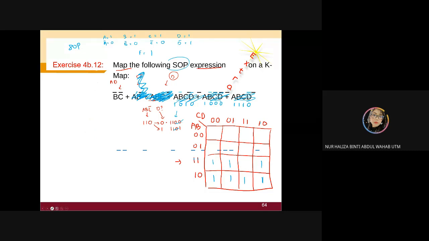In terms of placing, what you have here is B bar, C bar. B bar, C bar is going to be 0 and 0. This will be fixed. What you are missing? You are missing A and D. What is the value of A and D that you can have? The possibilities are 0, 0, 0, 1, 1, 0, 1, 1.